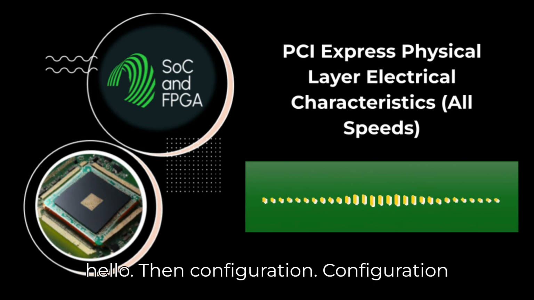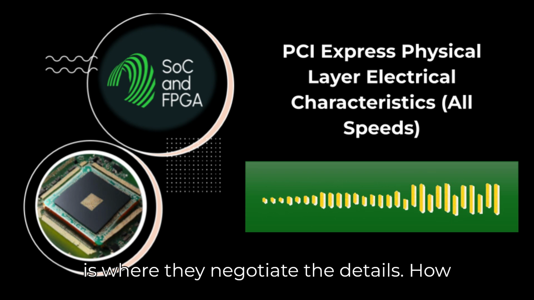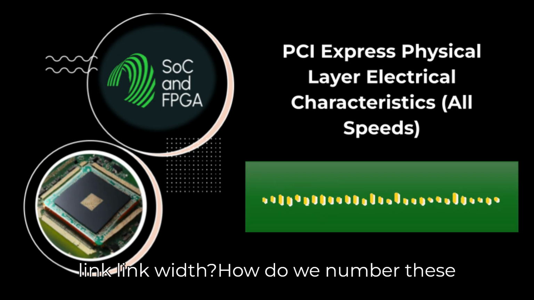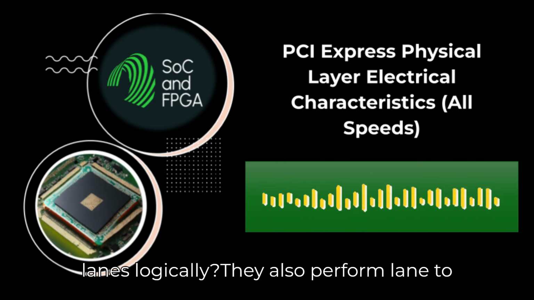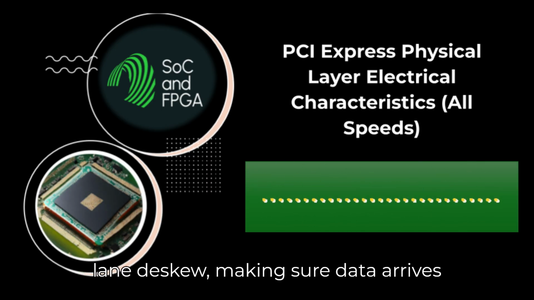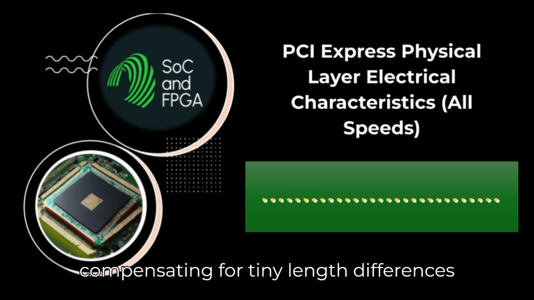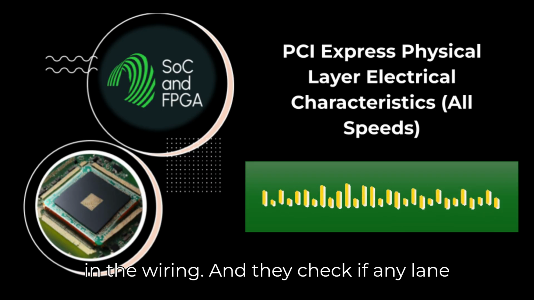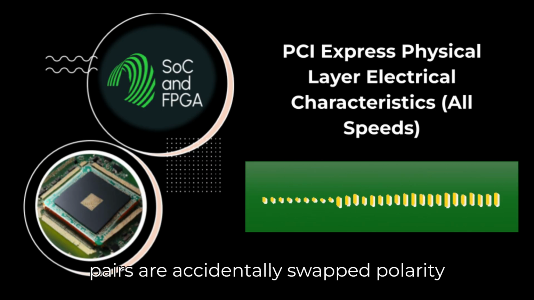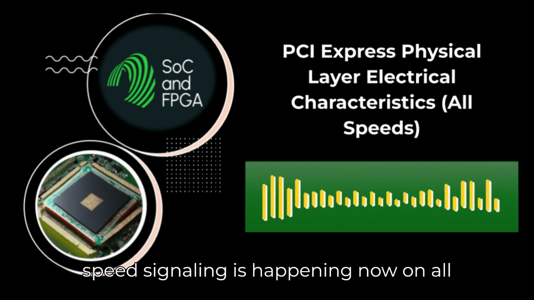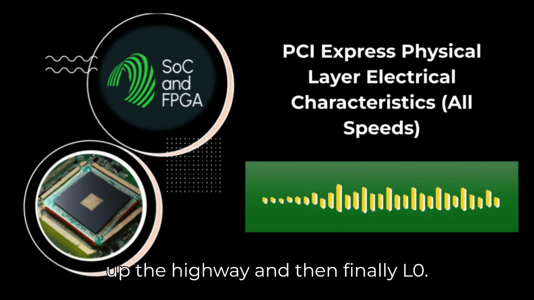Then configuration. Configuration is where they negotiate the details. How many lanes will we actually use for this link width? How do we number these lanes logically? They also perform lane-to-lane deskew, making sure data arrives across all active lanes at the same time, compensating for tiny length differences in the wiring. And they check if any lane pairs are accidentally swapped, polarity inversion, and fix it. So active high-speed signaling is happening now on all the lanes they've agreed to use. Setting up the highway. And then finally, L0.